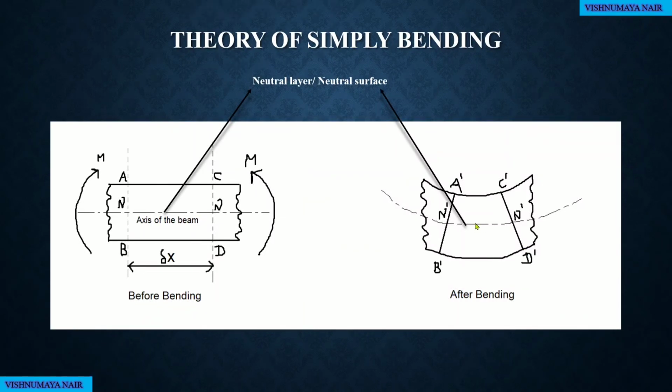As we move from the neutral layer towards the topmost layer, the lengths of the layers gradually decrease. And as we move from the neutral layer to the bottommost layer, the lengths of the layers gradually increase. So, the amount by which a layer increases or decreases in length depends upon the position of that particular layer with respect to the neutral layer or the neutral surface. This theory of bending is known as the theory of simple bending.